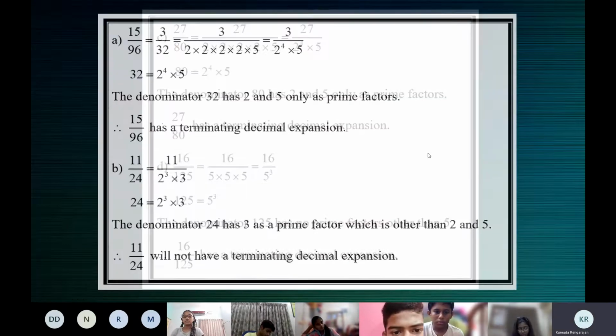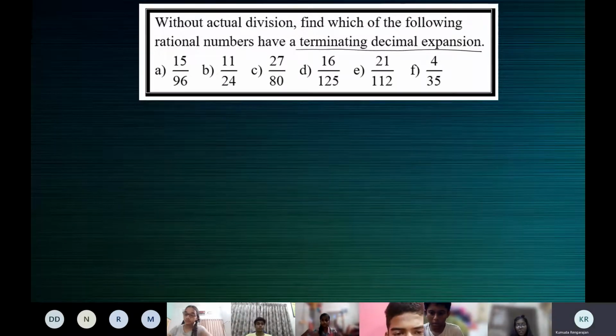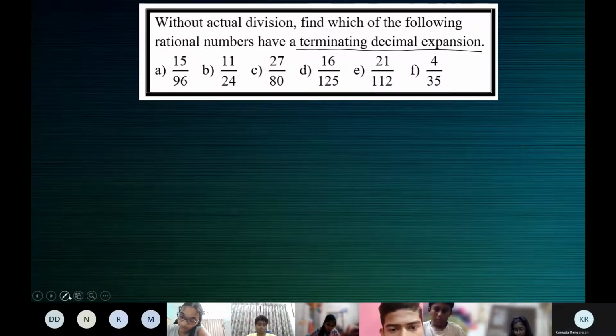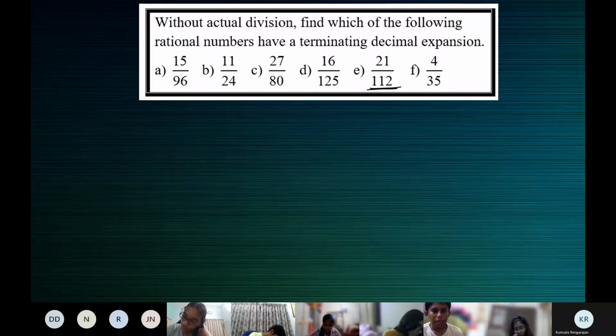Yeah class, the last two, quickly. 21 by 112. Work that out and tell me. What kind of decimal expansion does it have? Do it now, all of you. Take the question. Ma'am, it has a non-terminating decimal expansion. Okay, let me wait for the others to answer.